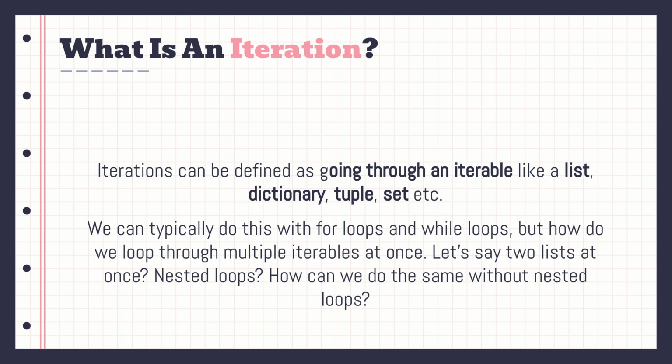So how do we do the same thing without a nested loop? That's the whole challenge, doing the same thing without a nested loop, and that's where parallel iteration comes into play. How do we iterate through more than one iterable at the same time, in one go, without having to use a nested for loop? That's basically it.